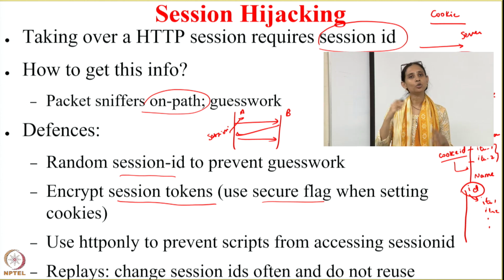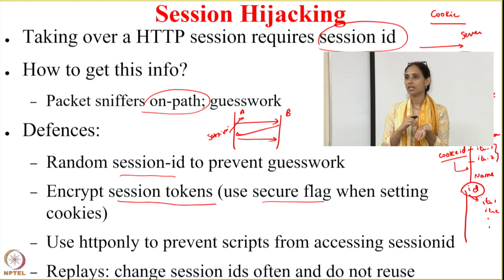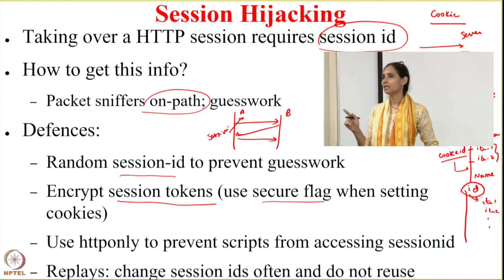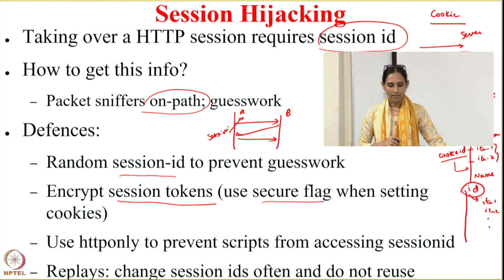In other words, while you browse the usual traffic, HTML, CSS, whatever it is that you are downloading, that need not be encrypted, that you could generally browse. But the moment you are passing any of these session information like cookies, persistent or non-persistent does not matter, you should always use HTTPS for it. The moment you use HTTPS, even if you are on path, you cannot get that information because it is encrypted. Okay, so that is the basic idea here.